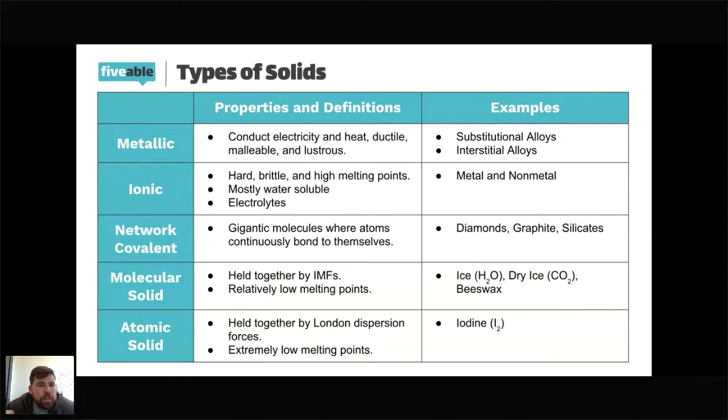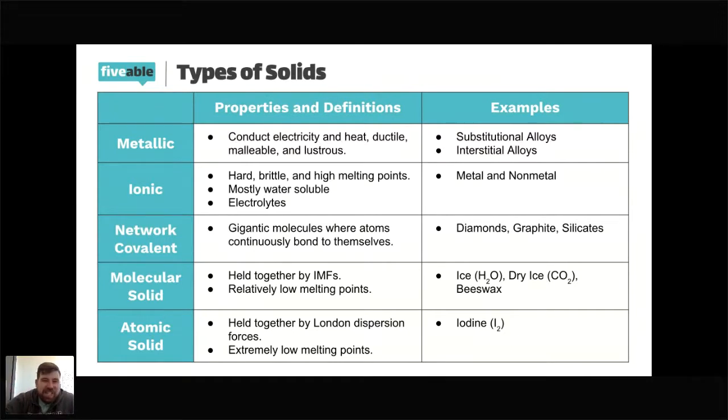And then last but not least, atomic solids. These are held together pretty much by London dispersion forces and London dispersion forces alone. They have extremely low melting points, but some of the London dispersion forces, once again, can be extremely strong. For example, iodine. Iodine is a solid at room temperature. And the reason for that is because it has a lot of electrons, making it more polarizable.